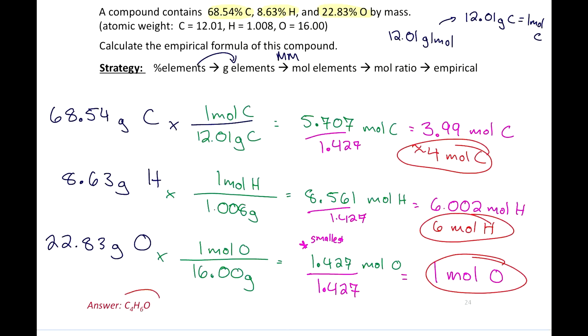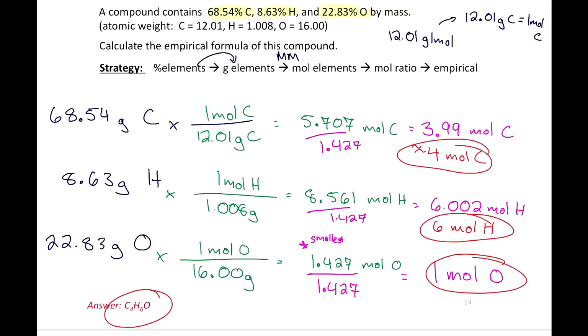So this compound has the formula C4H6O, with one oxygen. Notice here that when we did the division by the smallest mole amount, we got numbers that had decimal places in them, but they were very, very close to a whole number, like 3.999 or 6.002.